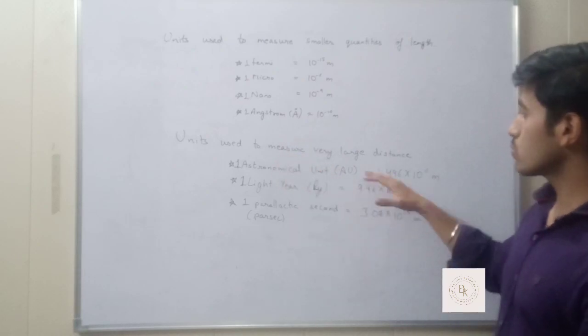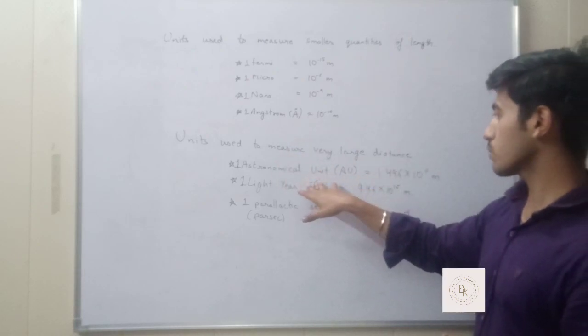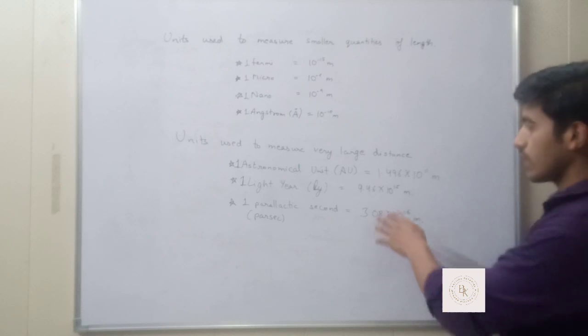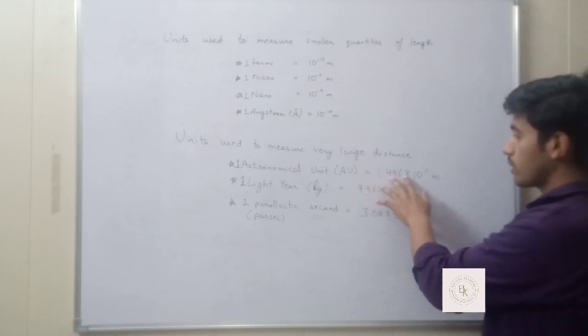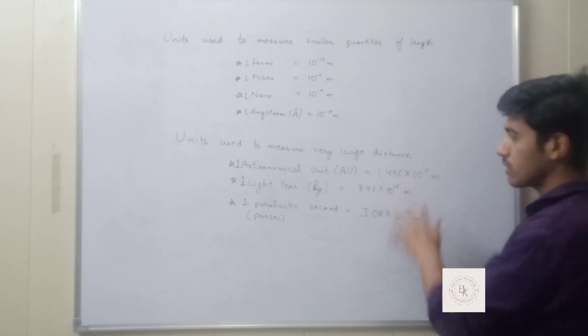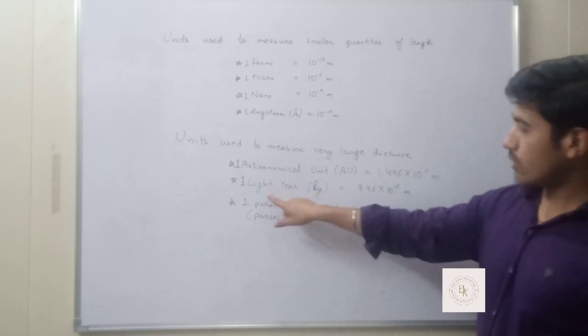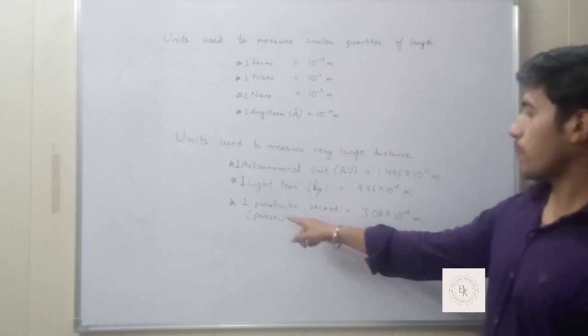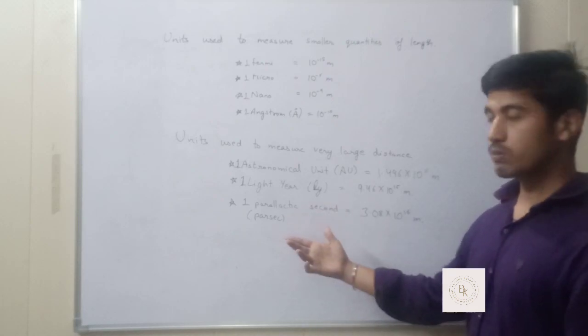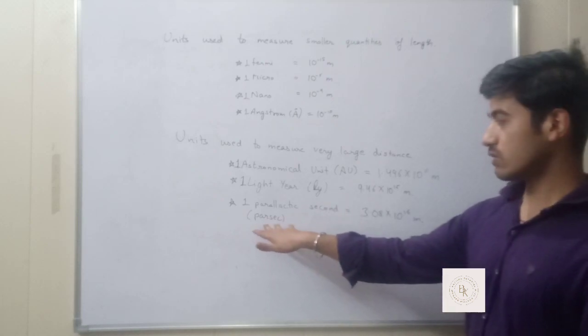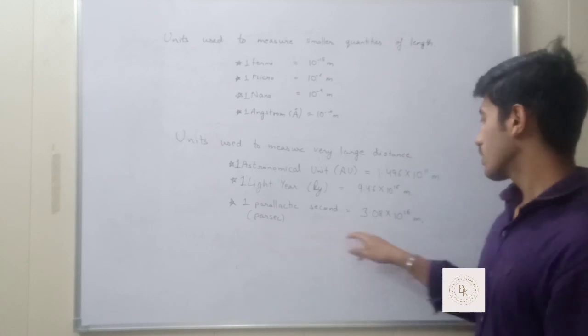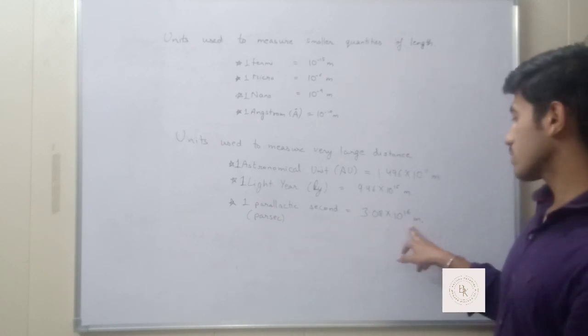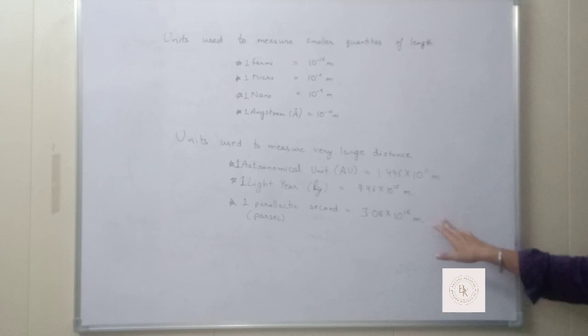Then there are units we use to measure very large distances, like the astronomical unit. 1 astronomical unit is equal to 1.496 into 10 to the 11 meter. Then 1 light year equals 9.46 into 10 to the 15 meter. 1 parsec, it appears to be a unit of time, but it is actually a unit of length. It is equal to 3.0 into 10 to the 16 meter. Please write all this down so that you can remember all these quantities and units.